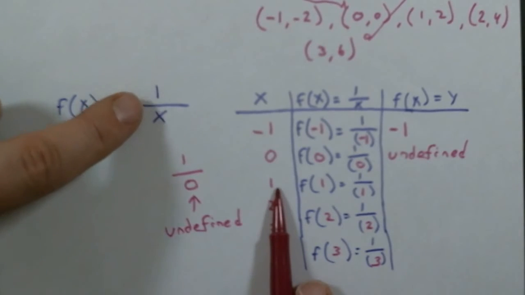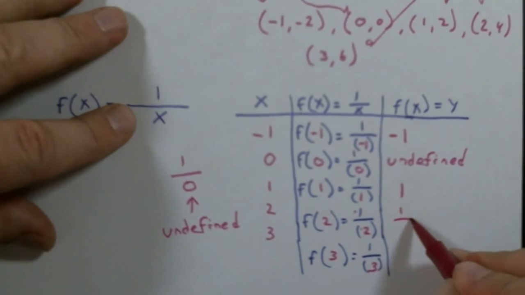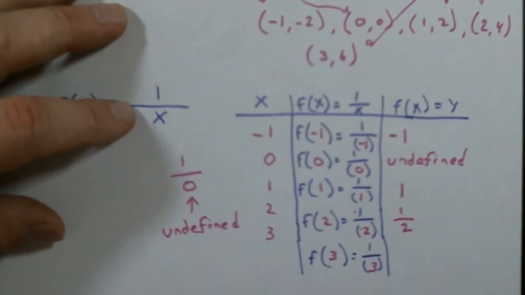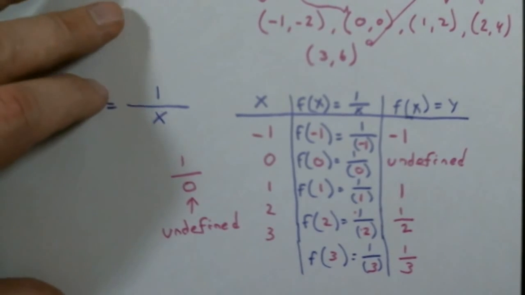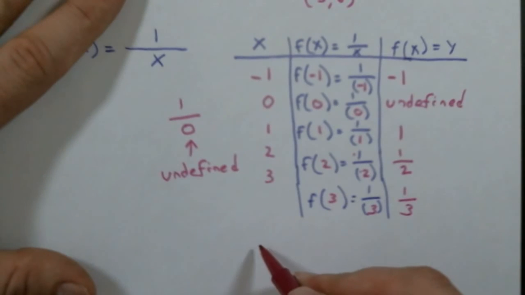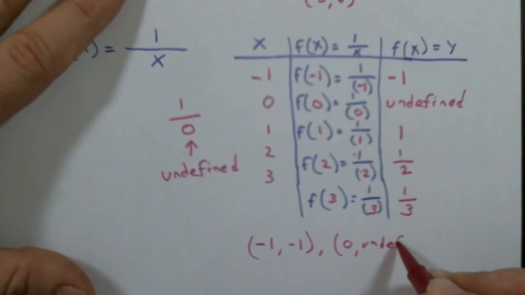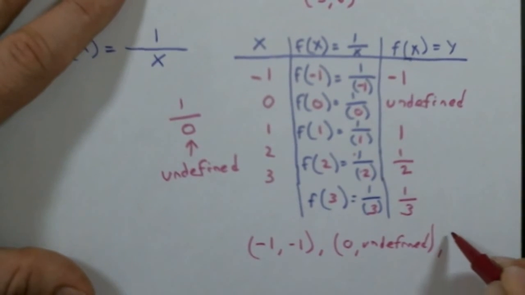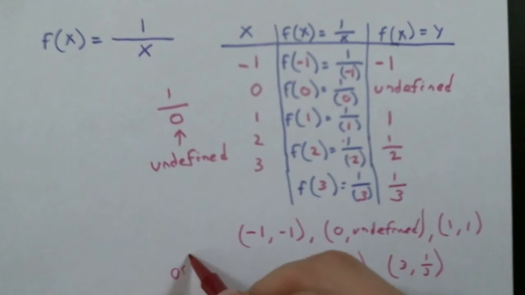Now put in 1. Well, what's 1 divided by 1? 1. What's 1 divided by 2? Well, you can just put it as 1 half. It's a fraction, right? What's 1 divided by 3? 1 third. So you can just write these as fractions. Yes, you can graph fractions. And if we go at the bottom and make these into ordered pairs, we get negative 1, negative 1. We get 0, undefined. We can't do that one. At 1, 1. At 2, a half. At 3 is 1 third. So those are your ordered pairs.